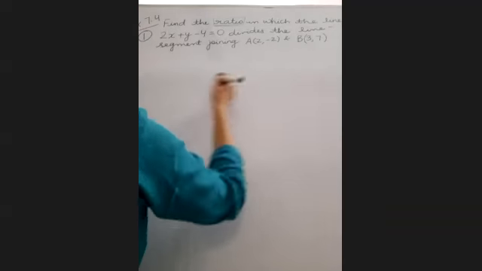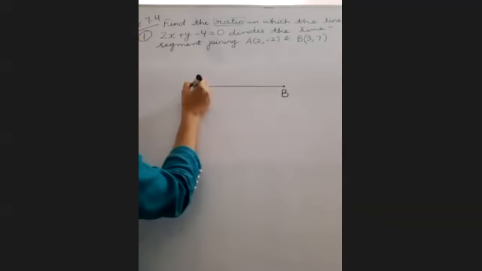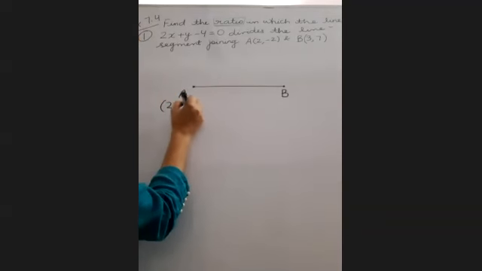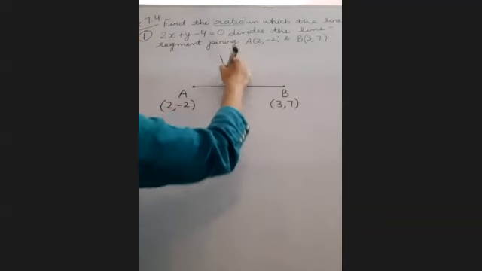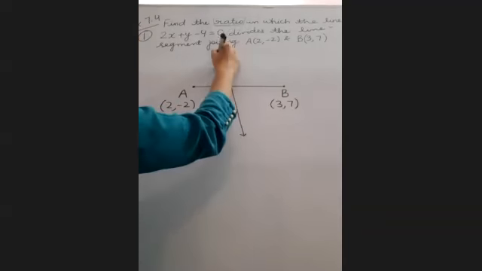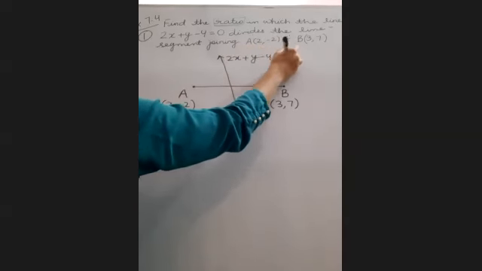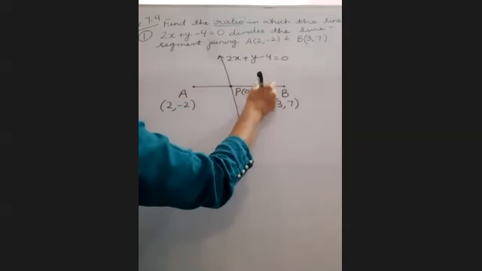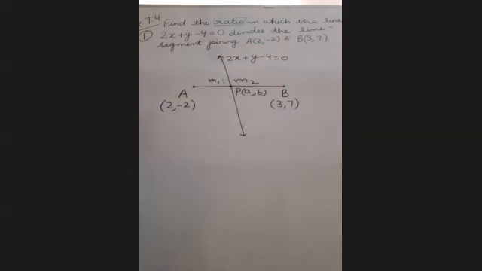Let's say A, B, (2, -2), (3, 7). Let this be the equation of the line: 2x + y - 4 = 0. This is the point of intersection. I'm taking it as (a, b), which divides AB in the ratio m1 is to m2.